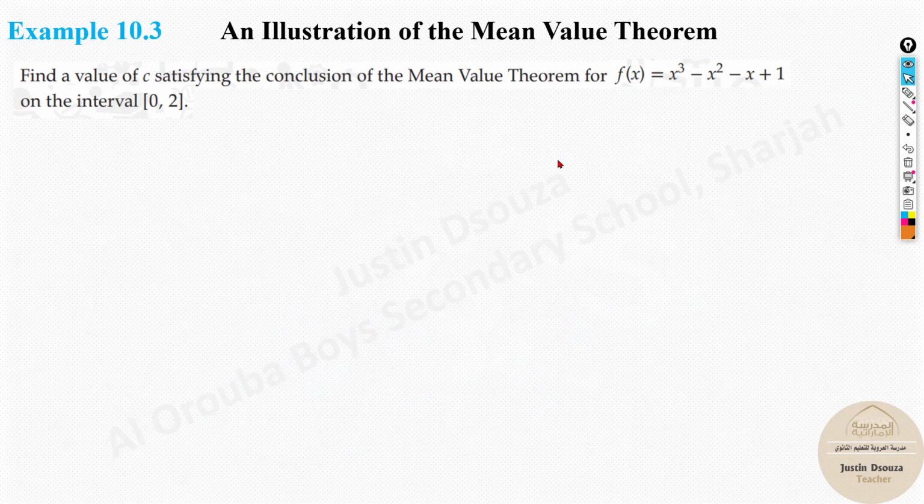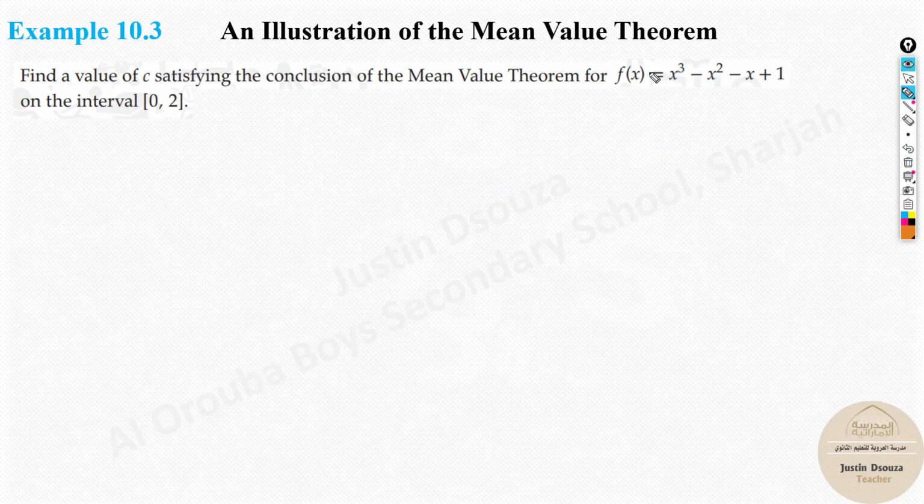Let's see this one. Find a value of c satisfying the conclusion of the mean value theorem for f of x equals x cubed minus x squared minus x plus 1 on this interval. Since you have been given a polynomial function, this is a cubic function, it's so easy. Whereas if it's a square root function, then we need to know the graph of this. If it is a rational function, we need to know the graph. Okay, so this is very important.